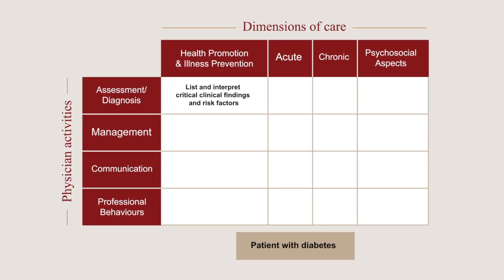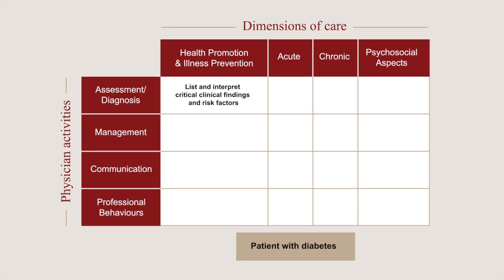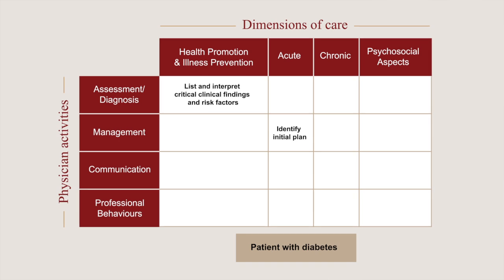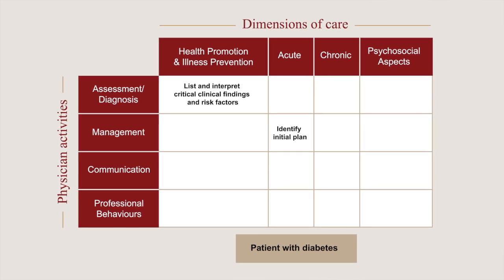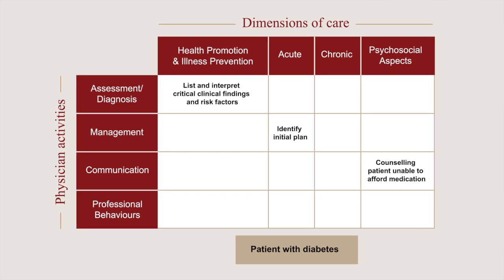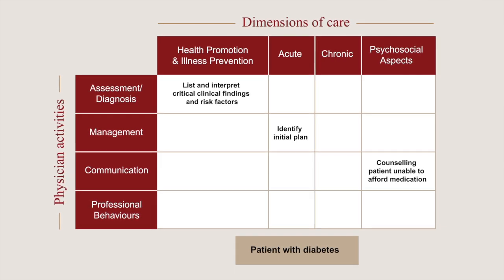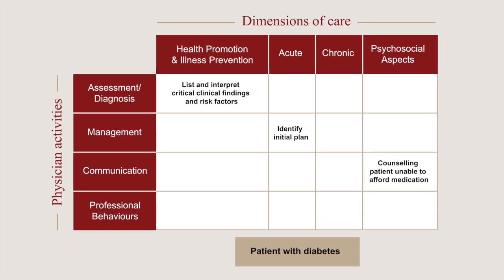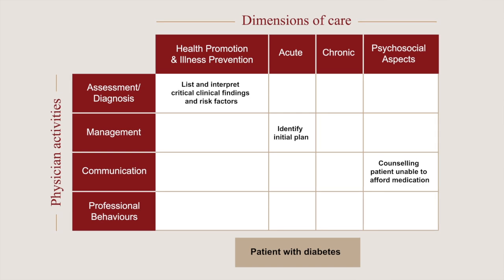Under management and acute care, you could be asked about initial management of a patient presenting with diabetic ketoacidosis. Another example would be a question related to counseling a patient unable to afford their prescribed medication. This would fall under the category of communication and psychosocial aspects of care.